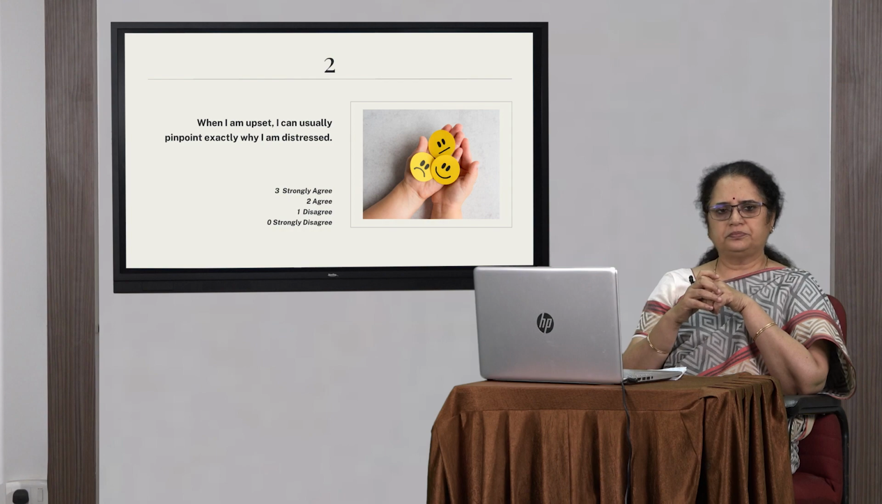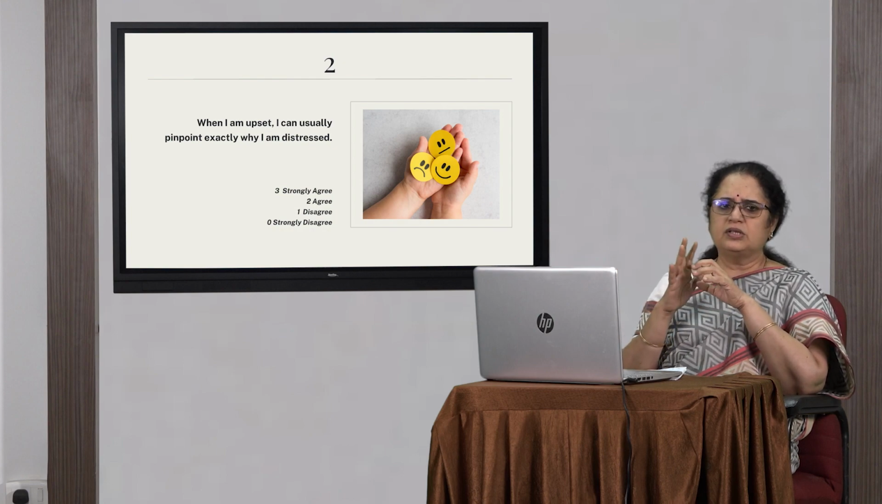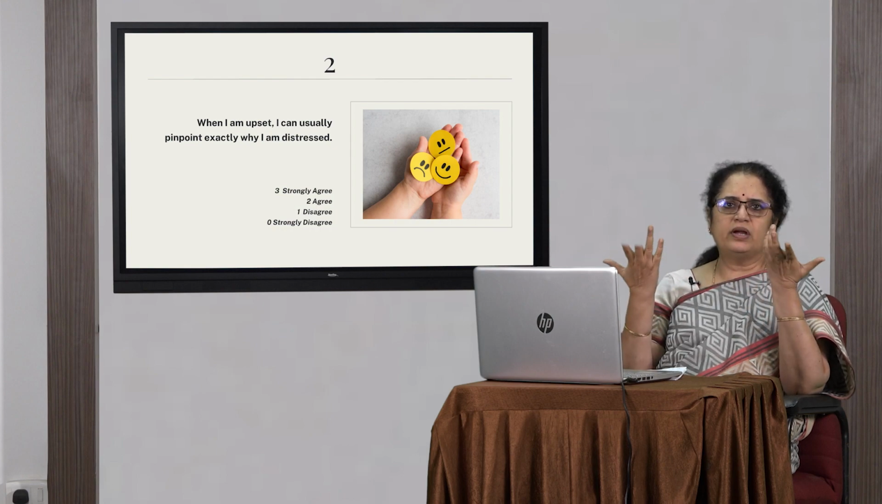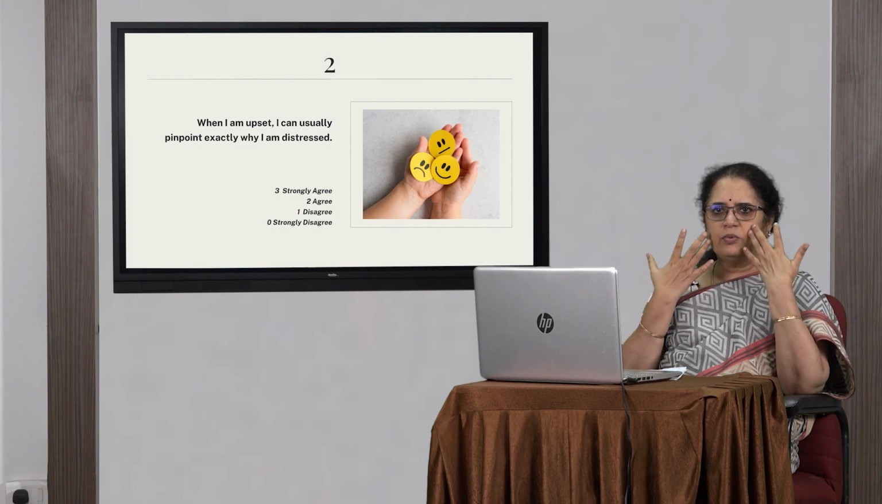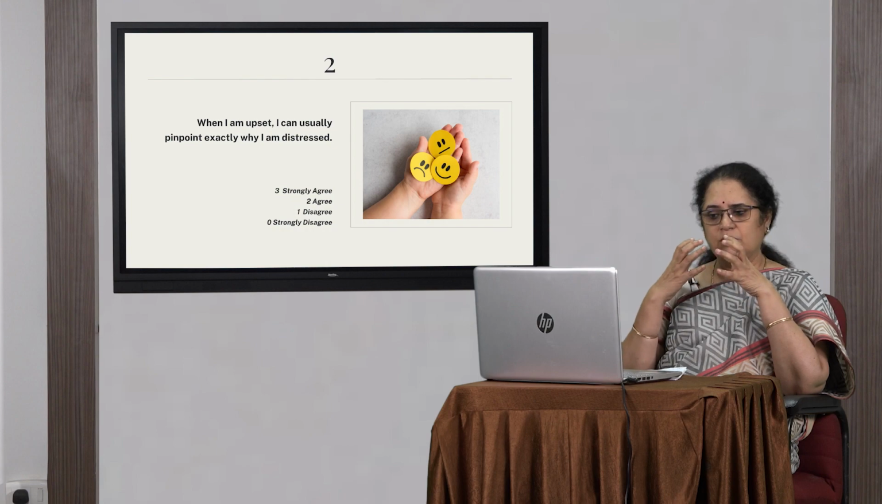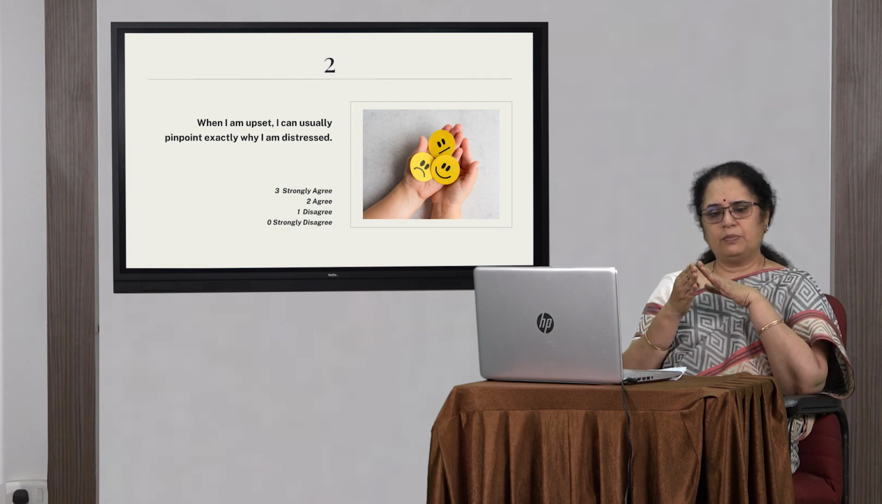Second question, when I am upset, I can usually pinpoint exactly why I am distressed. Exactly, this is why I am feeling this way. Are you able to point out? This is not easy for people. Some people can say very clearly, this happened, this is why I am feeling this way. Some people have no clue, I have no idea. Some people even cry and say, I don't know why, but I am feeling miserable. So, are you the kind of person who can exactly pinpoint why you are upset or distressed?